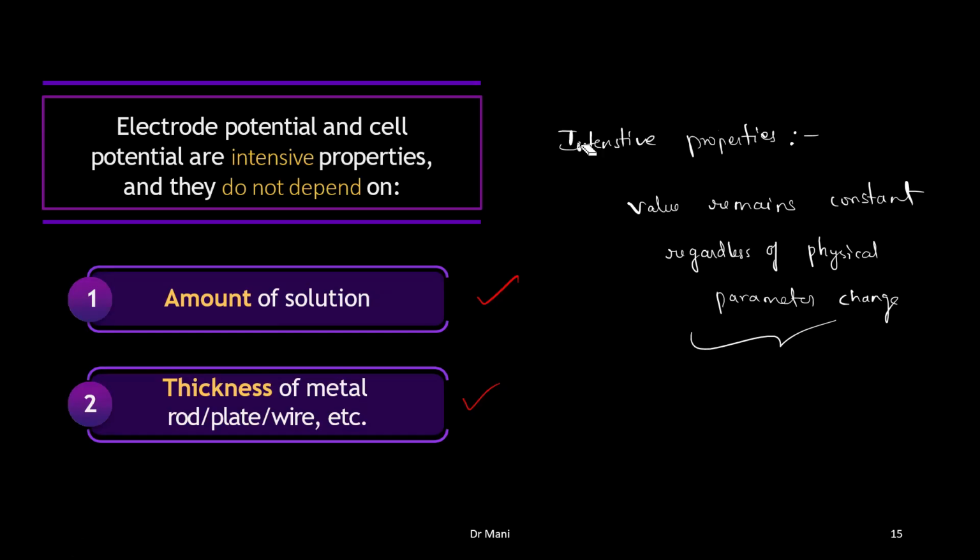Why? Because it's an intensive property. Electrode potential and cell potential will remain constant even if you change these things. They do not depend on the amount of material present or whatever. They will remain constant. Is that clear? Yes, sir.